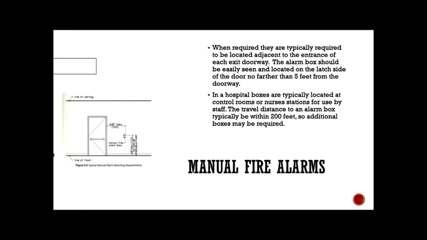The alarm box should be easily seen and located on the latch side of the door, no farther than 5 feet from the doorway. In hospitals, boxes are typically located at control rooms or nurses' stations for use by staff. And the travel distance to any alarm box typically has to be within 200 feet. So when you're planning out a facility, you may need additional boxes so that they can be used.